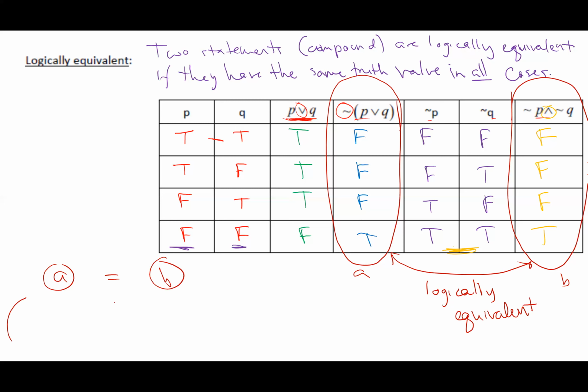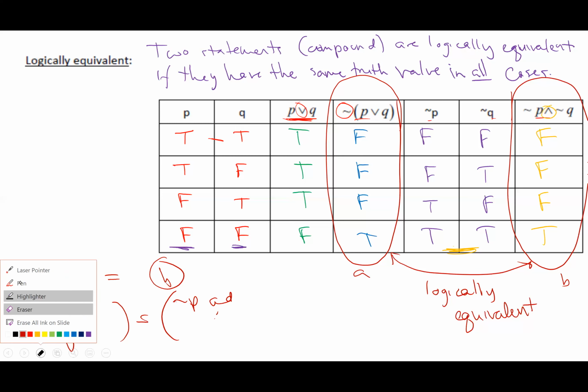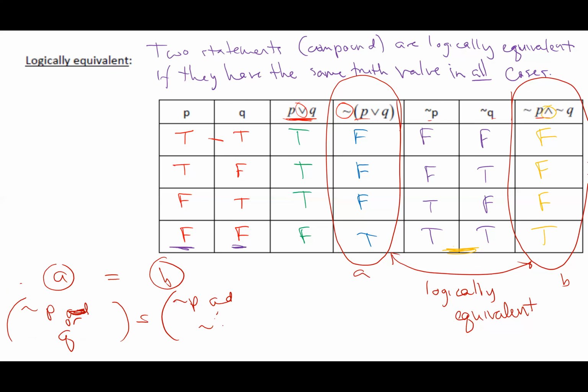Let's actually write A with words. What we're saying here is not (P or Q) is the same thing as saying not P and not Q. That makes sense if you think about it. Not P and not Q is the same thing as saying not, with parentheses around, P or Q. It's true. These statements are logically equivalent.